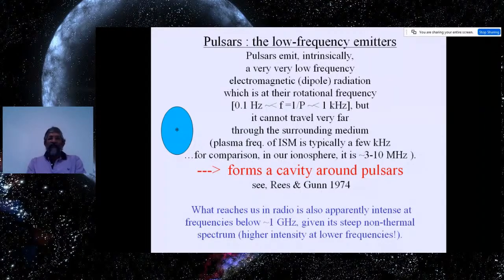So what will it do? This radiation pushes against the medium, which is trying to stop it, call it radiation pressure, and then there's resistance from the medium itself, not getting pushed further, and so some equilibrium size is attained, and you land up with a nicely formed cavity around pulsars. This was discussed by Rees and Gunn early on, and we will see an example of that in the further talk. But what reaches us is not this low frequency radiation through which it's losing most of its energy. What reaches us is this radio radiation, which is in megahertz and gigahertz, and which increases as we go to lower frequencies. It has a non-thermal spectrum.